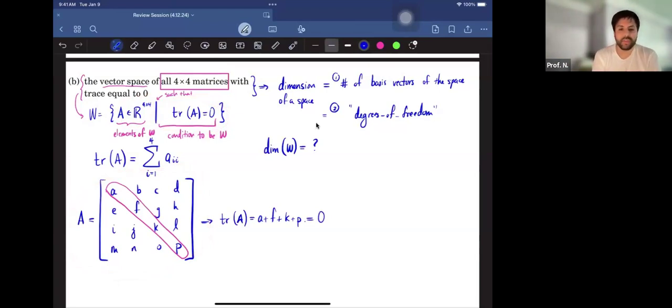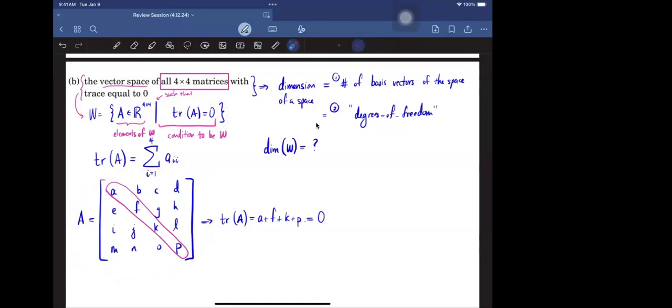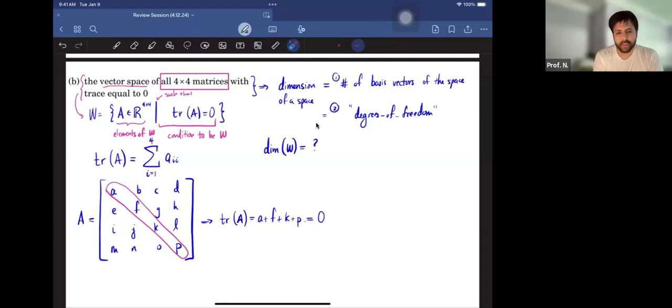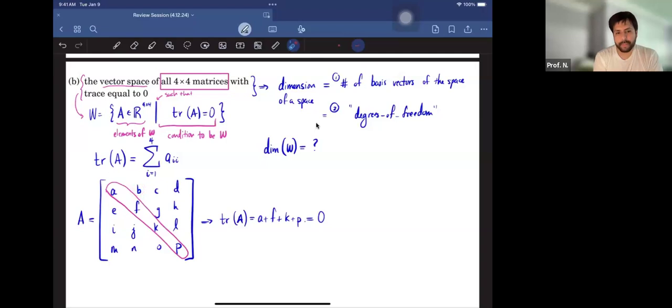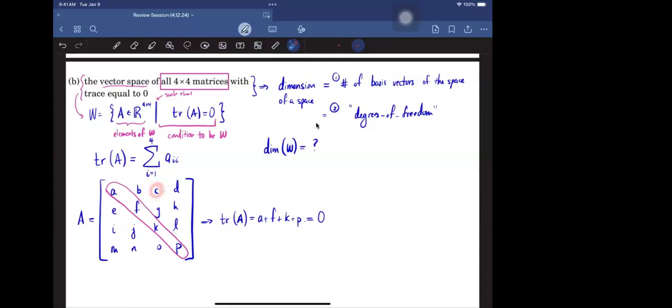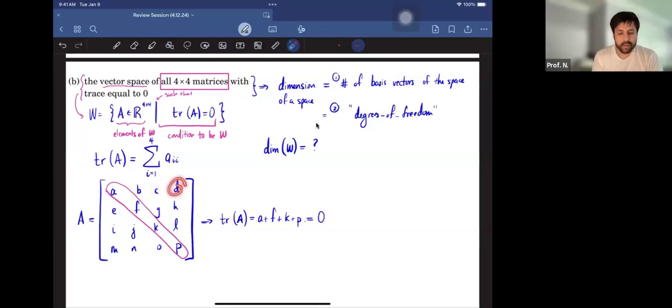Now let's talk about the degrees of freedom. Does this value here affect the trace at all? No. So can I choose anything for B? I have freedom to choose. How about C? How about D? So then you start realizing, oh, this guy, this guy, this guy, this guy, all the entries in my matrix that are not the diagonal are free. Free to be whatever they are and not affect being in W.